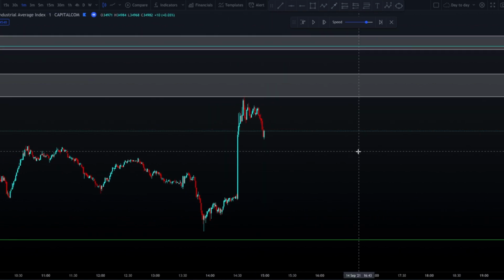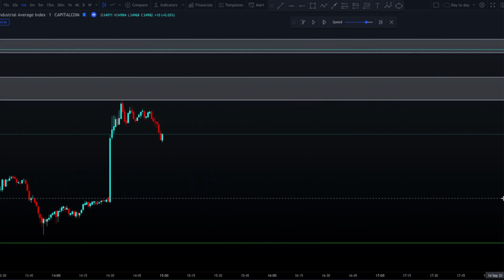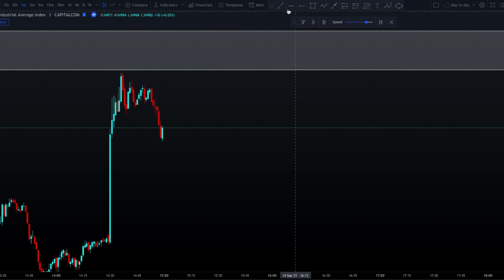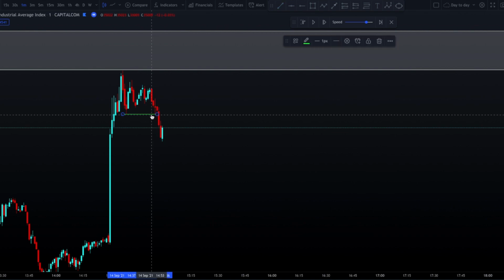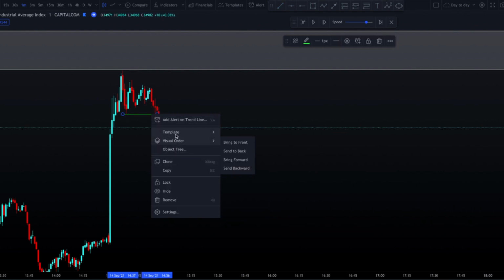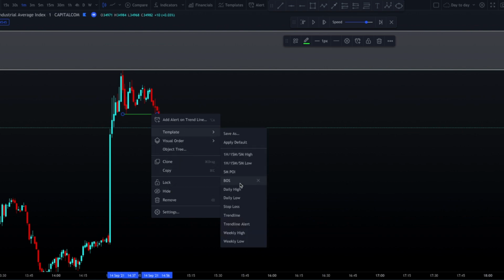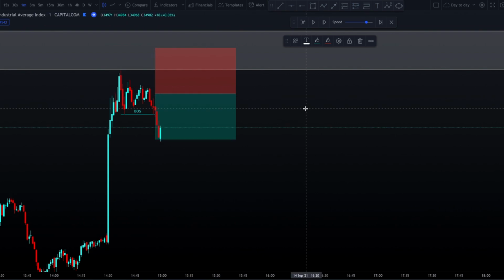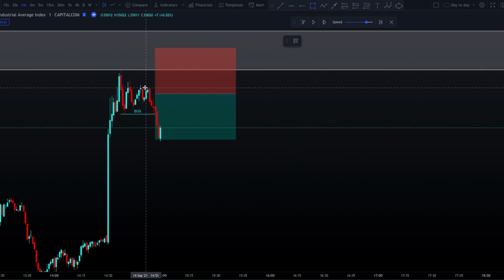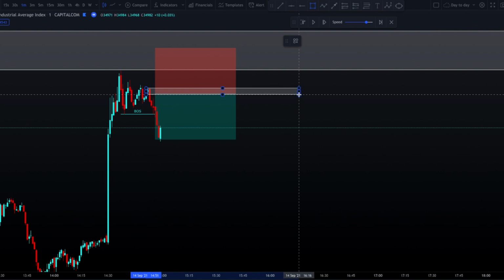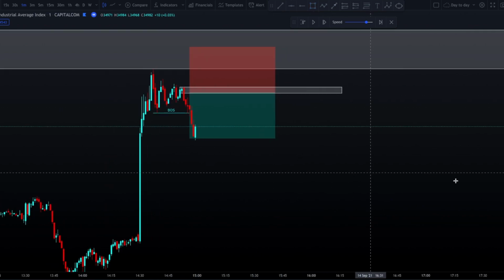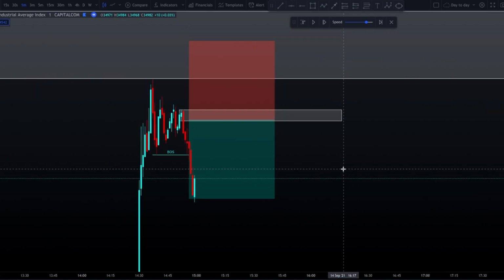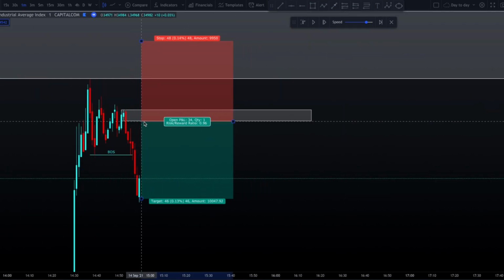Okay, now what we can now do is see that structure has been broken right here. Okay, so we can now actually look for an entry. So let's see what that would look like. Okay, so you can do a couple things here. You can try and get the best possible entry here. Let me just pull that through like this. There would be our order block. Okay, obviously this is a 1 minute chart, very refined. So let's see how this would look.